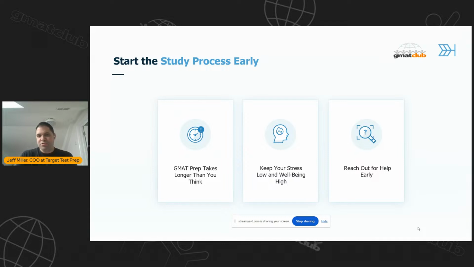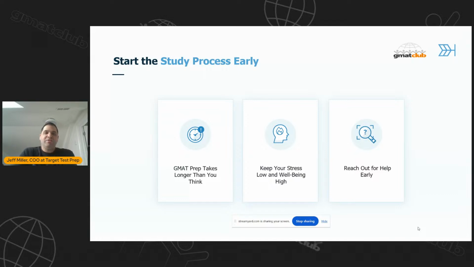This is obvious. Keep your stress low and well-being high. Well, yeah, I mean, do it. I'm not going to say that studying for the GMAT is not stressful and that some of the things you do for your well-being may have to be somewhat pushed aside. If you're someone who works out 5 days a week or goes to the gym 5 days a week, you may have to go 3 days because you got to study for the GMAT too, right?